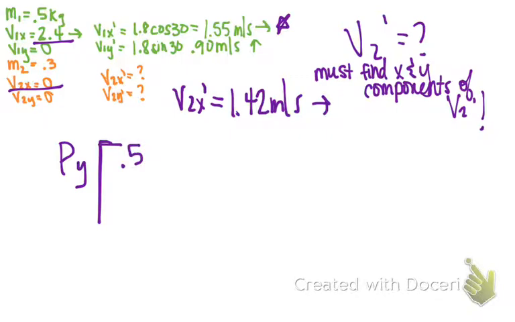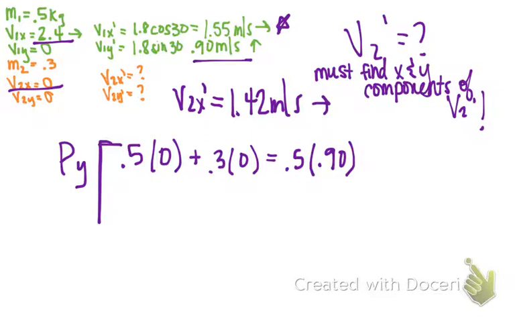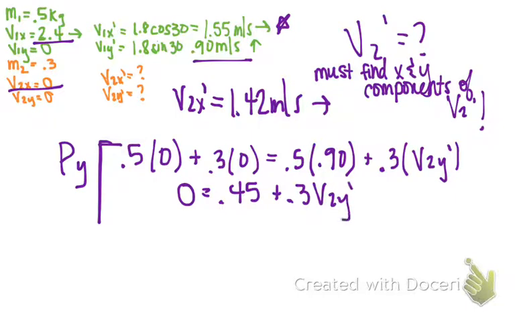Our mass of the first object is 0.5. It has no initial velocity in the vertical direction, so we have a 0 there. Mass of our second object is 0.3, and it has no initial velocity at all, which means it also gets a 0. Now we're looking at post-collision. Post-collision, the mass of the first object is still 0.5, and the velocity of that object is 0.9 meters per second. The second object has a mass of 0.3, and we're solving for v sub 2y prime, the vertical component of that final velocity. The whole left side here is a 0. Now I need to subtract over that 0.45, and I'll divide that by 0.3, which is going to give me a negative number.